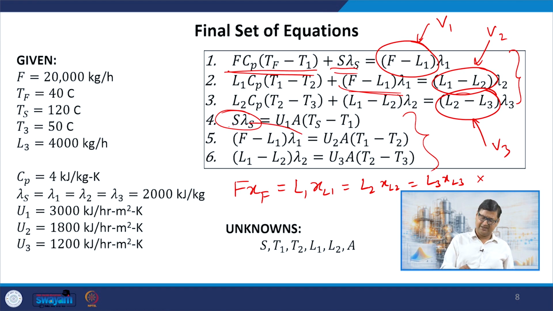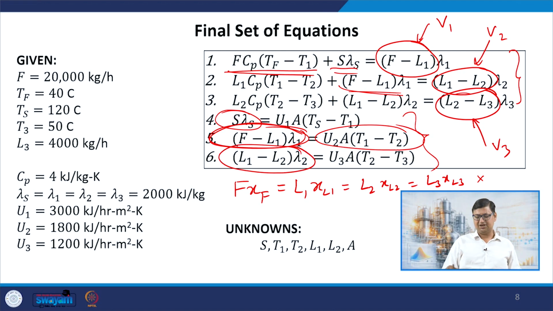In the second effect, it is powered by the vapor V1 leaving the first effect, and V1 is equal to F minus L1 from the material balance. So, therefore, this is the energy coming, and that is equal to UA delta T, that is U2 A (T1 minus T2), the temperature difference, and the same is there for the third effect. Again, you can always go back to the lecture on evaporators where we derived these equations.